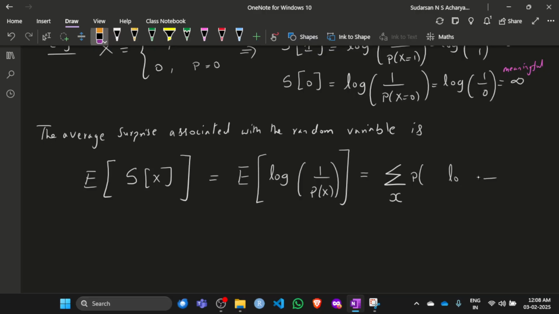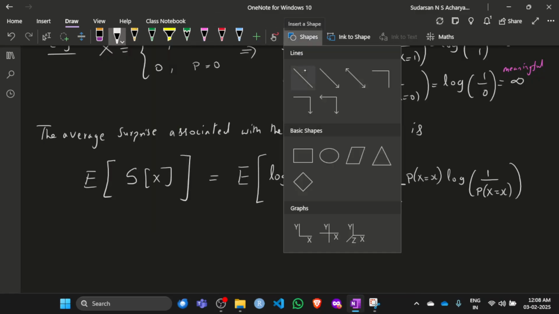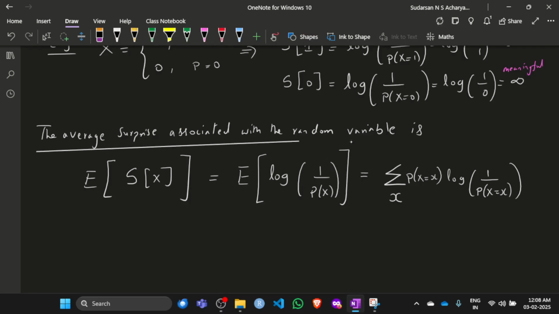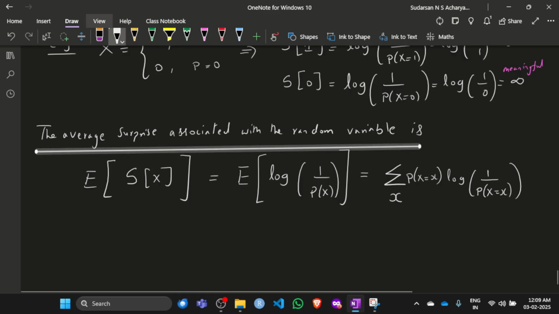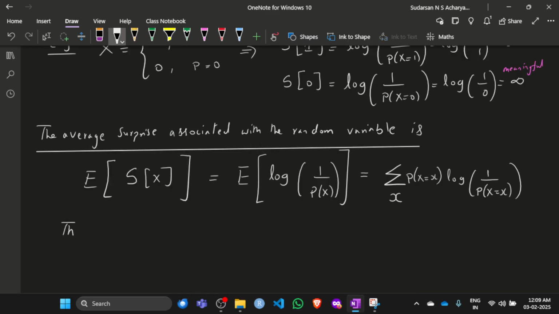So I'll just write this in a slightly detailed way to start with. So this is the expected value of some function of this random variable. There is an x involved here. So you sum over all possible values that the random variable takes. Calculate that quantity, 1 over the probability that x is equal to little x, multiplied by the corresponding probability that the random variable takes that value, right? So the expected surprise or the average surprise associated with a random variable is called its entropy, right? So this quantity is called the entropy associated with the random variable x.